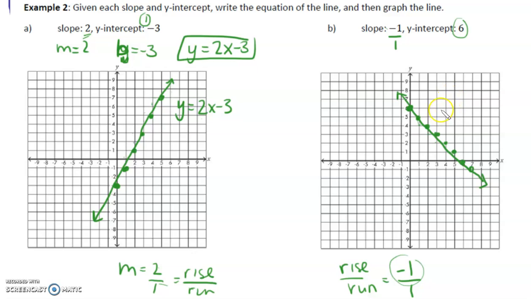And then label. y equals negative 1x plus 6 is our equation. Slope, y-intercept, and we just label our line.